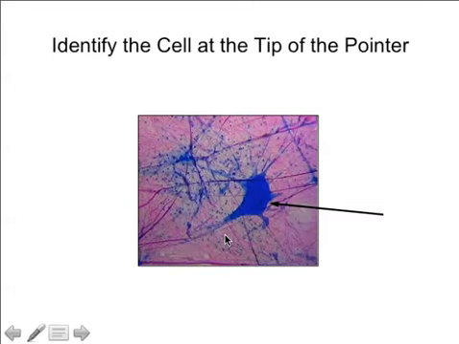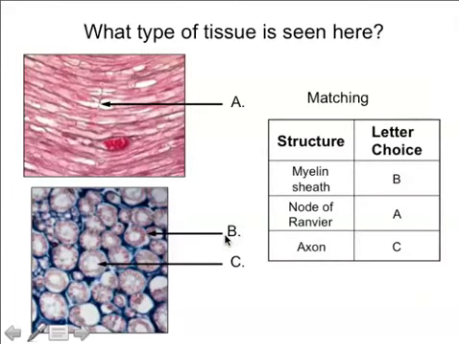We looked at those in lab over the last couple of weeks. Okay, next question. This is just showing you what type of tissue is shown. This is a chart. Okay, A is showing you myelin sheath, particularly that's a node of Ranvier right there.